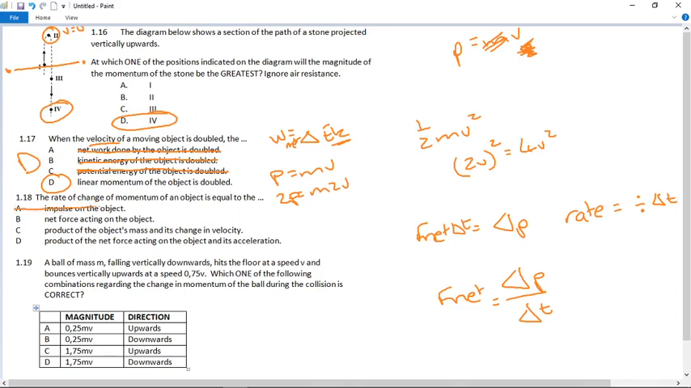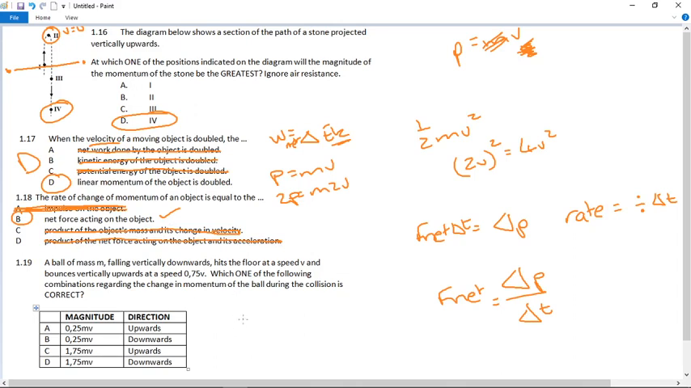So the rate of change of momentum is equal to the impulse. No, it is not, because impulse is not the rate of change. It is just the simple change in momentum. The net force, yes, this looks like my answer from the formula. The product of the body's mass and change in velocity, no, that is still impulse. It's got nothing to do with time. The product of the net force acting on an object and its acceleration, no. Force times acceleration is going to give you something quite scary, but it's not going to be the rate. Okay, so the answer there is B.